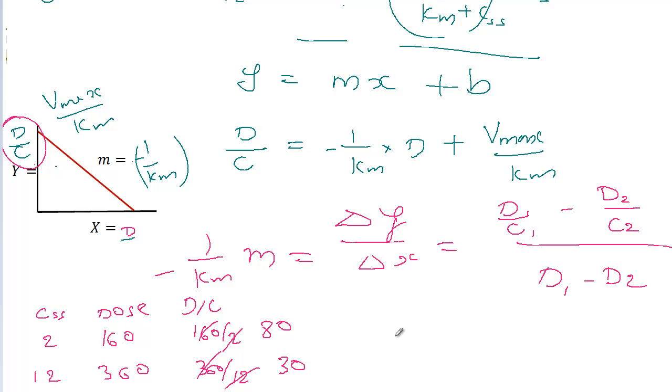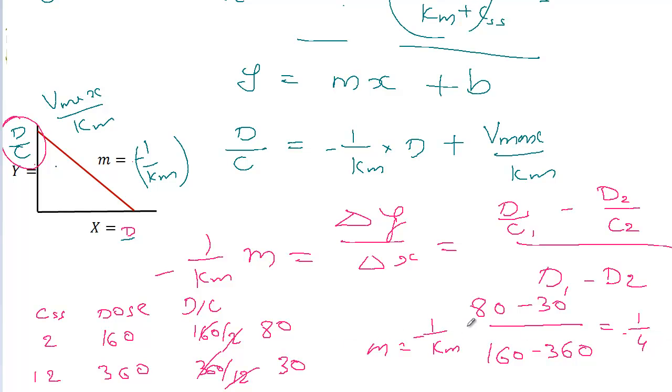Now the slope is 80 minus 30, divided by 160 minus 360. If you solve this, you'll get negative 1 over 4. So negative 1 over Km is equal to negative 1 over 4. Then Km is equal to what? It's 4.